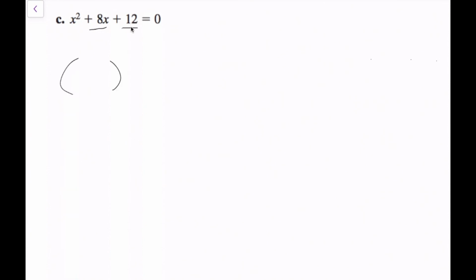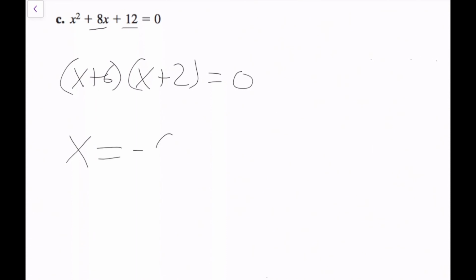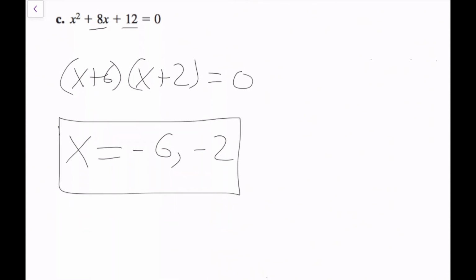So I can just rewrite this as x plus 6 times x plus 2 equals 0. And I know that from the zero product property, if I just get these two things in the parentheses equal to 0, the whole equation will equal 0, which will make this true. So if I plug in negative 6 and negative 2 for my x values, those will make this equation true. So I'm going to get x equals negative 6 and negative 2. And these are my solutions, and I chose factoring because I felt like it'd be the quickest way. But now we're done.